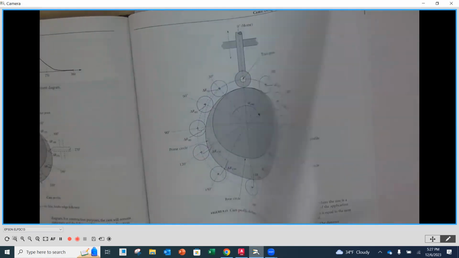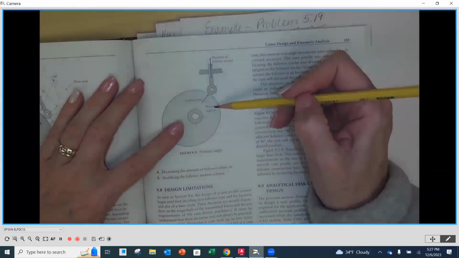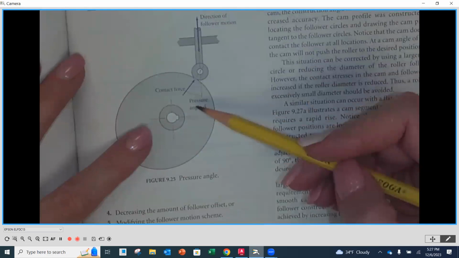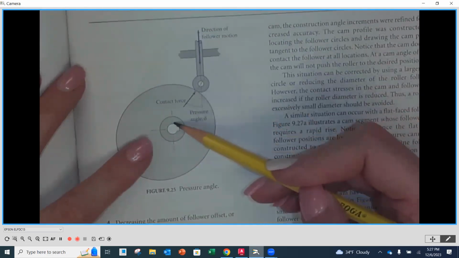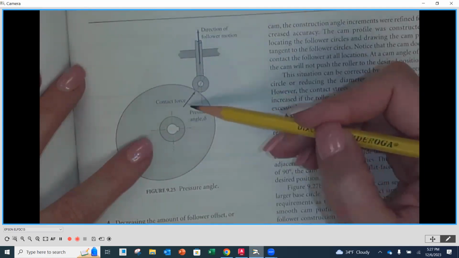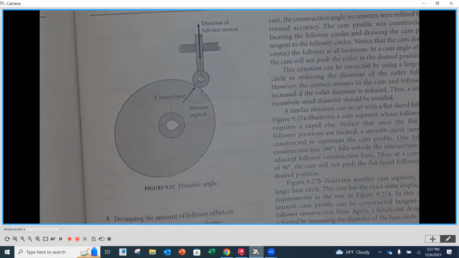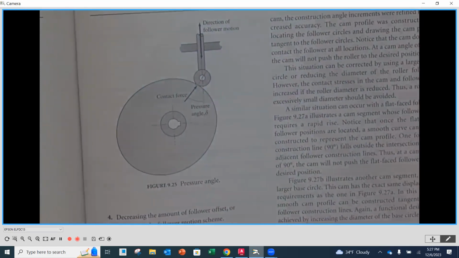But when we have an offset follower, and they show it here, when you are offset from that center of rotation, and you look through your follower where you're actually pushing, which is going to go through the center of rotation, there's going to be an angle that's created there. Okay. And you want to try to keep that angle to a minimum. And they say not to exceed 30 degrees.